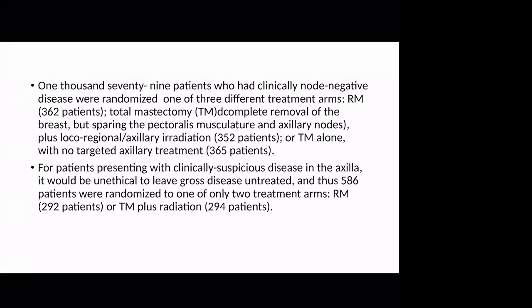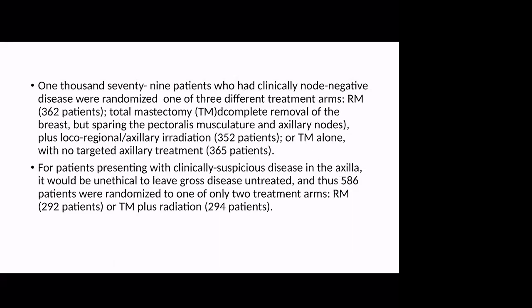Okay. So how they randomized was, there were 3 arms: radical mastectomy, which was the Halsted mastectomy, or total mastectomy, which meant complete removal of the breast but sparing the pectoralis musculature and axillary lymph nodes, plus locoregional or axillary irradiation, or total mastectomy alone with no targeted axillary treatment. So actually NSABP B04 and B06 have been asked as short notes, just B04 and B06, because these are landmark studies. I think everybody should know them. So you need to know this randomization.